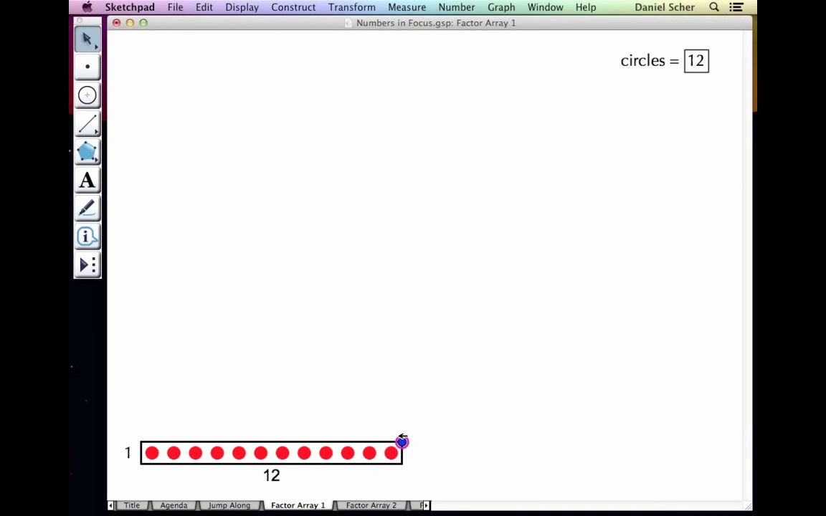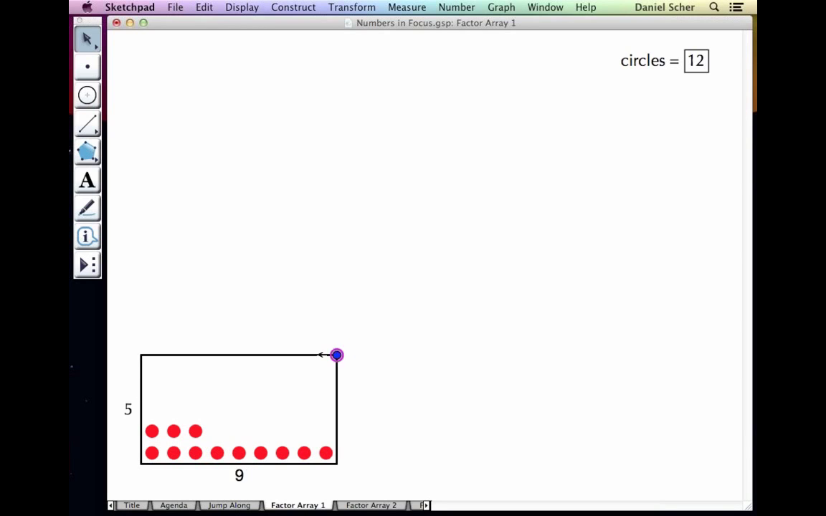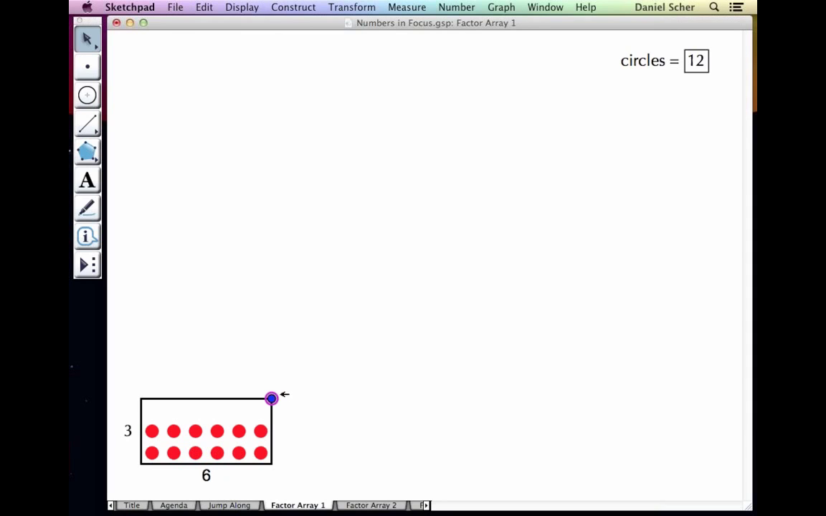As I drag this point, the positions of the dots change, but the number of dots stays the same. There are always 12. So I can move this frame around, and students can look at ways that they can create rectangular frames that enclose the entire set of 12 dots. For instance, here we have a 2 by 6 array. Here we have a 3 by 4. We've already seen what happens when we have one row.